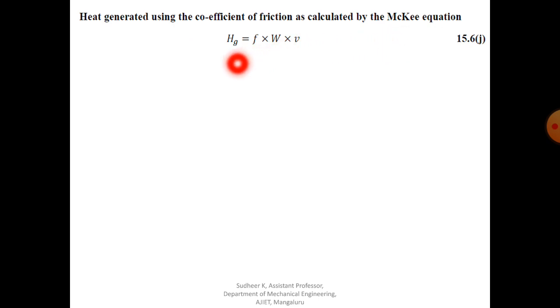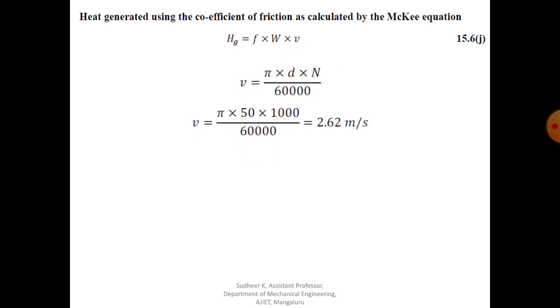Now you can calculate heat generated from equation 15.6j from page number 356. So F is nothing but the coefficient of friction here, W is nothing but the load, which is given, and V is nothing but velocity. Velocity we can calculate like this: pi into d into n divided by 60,000. So pi into d, where d is the diameter of the journal, 50, n should be in rpm, 1000, divided by 60,000, so you will get 2.62 meter per second.